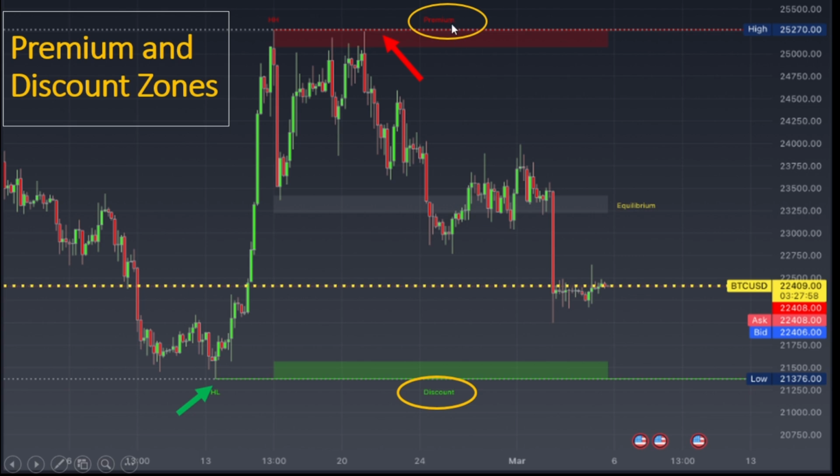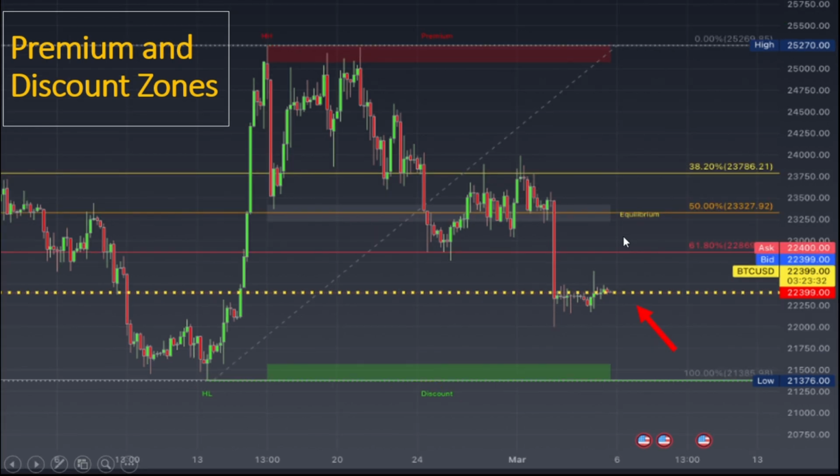Take a look at this example. The premium and discount zones are highlighted based on the major support and resistance levels. The equilibrium zone, which is the 50% line on the Fibonacci retracement tool, is where the market often finds balance. As you can see, the price moves within these zones after establishing the major support and resistance. The equilibrium zone, located at the 50% Fibonacci level, often acts as a point where the price might reverse or consolidate.